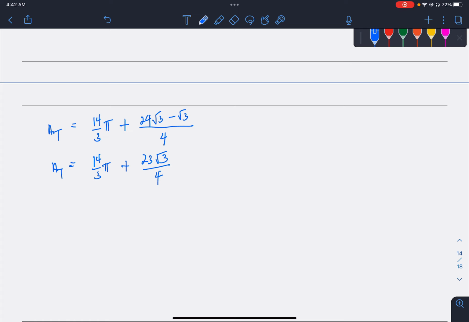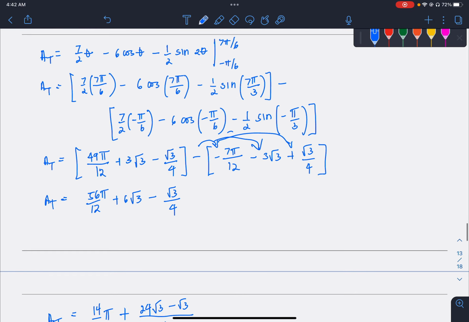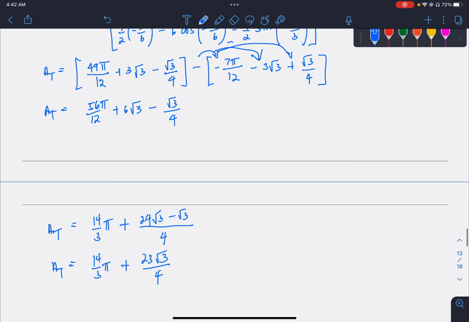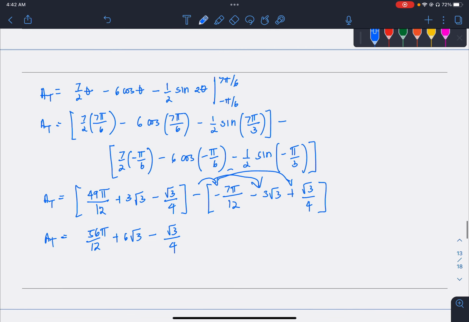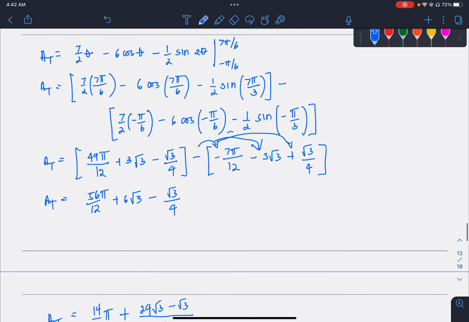And let's try to double check. I think there's something wrong. So the answer will be, so 3 square root of 3, negative, negative, so that would become positive.